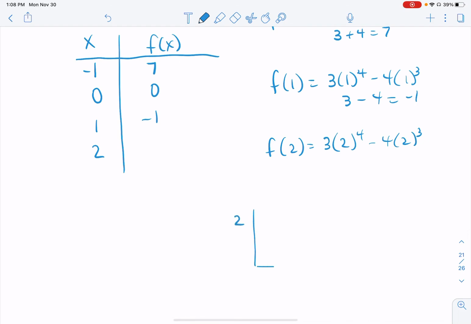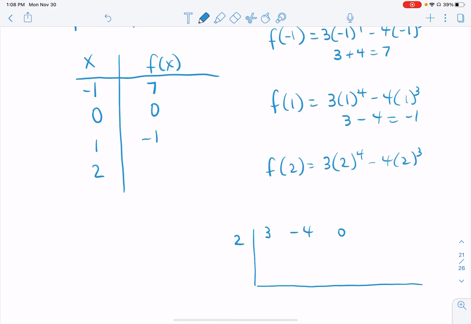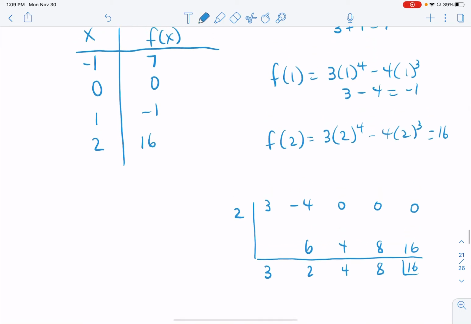So I'm going to put this 2 on the outside here, and I have a 3x to the fourth, a 0x cubed... actually, this one is cubed: 3x to the fourth, negative 4x cubed. I don't have a squared, I don't have a linear, and I don't have a constant term. Bring down the 3, multiply, and I'd have a 6. Add those, a 2, multiply, 4. Add it, multiply. You get an 8, add it again, 8, and a 16. Add these together, I get 16. Do I get 16 from that? I'll let you check it. You probably should.